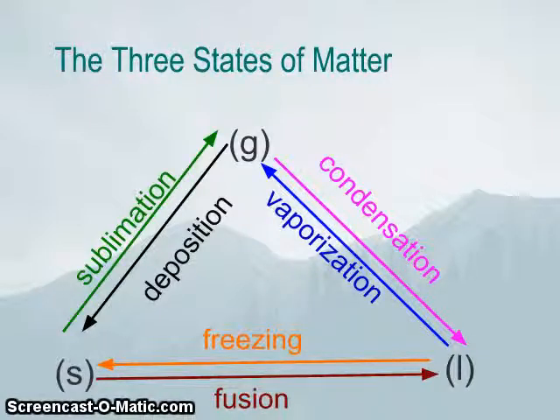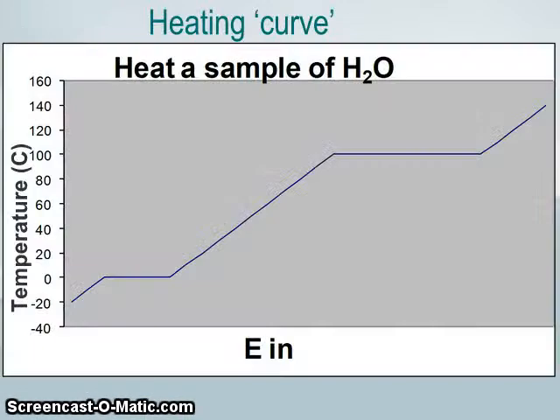Okay, so let's talk about these phase changes in terms of energetics and what we can do with those actual numbers. This is referred to as a heating curve. Here I have a sample of water at minus 20 degrees Celsius, and on the x-axis we're putting in constant energy and analyzing what's happening.